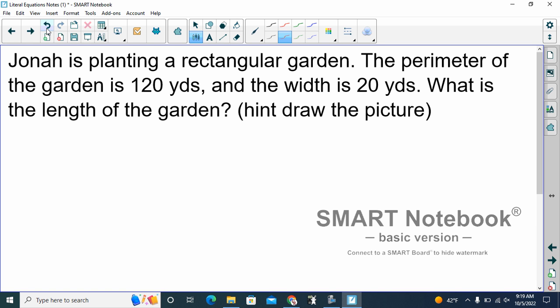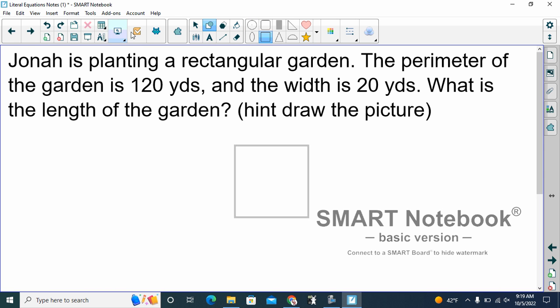Jonah is planting a rectangular garden. The perimeter is 120 yards with a width of 20 yards. We are trying to find the length of the garden. Notice it didn't give us a formula to work with here. So instead, we're going to draw a picture.